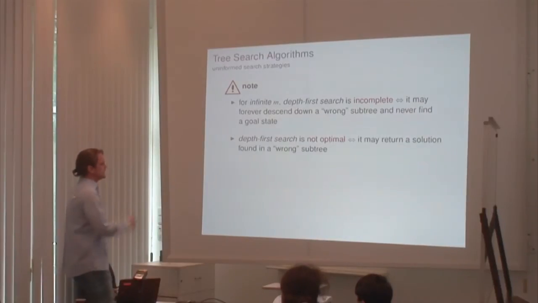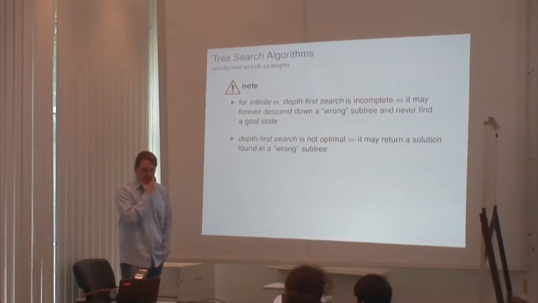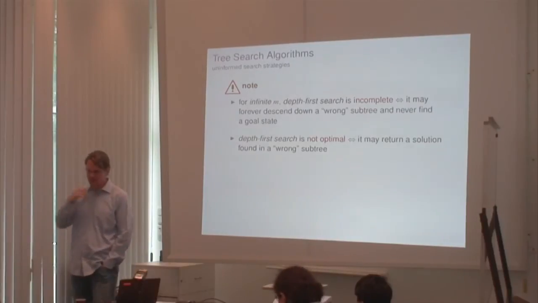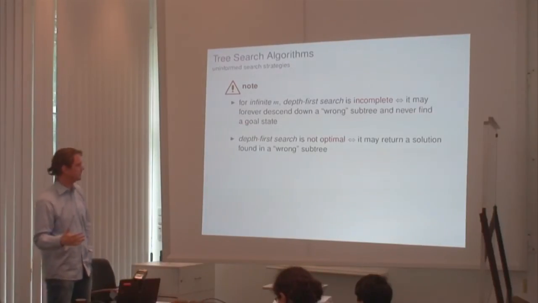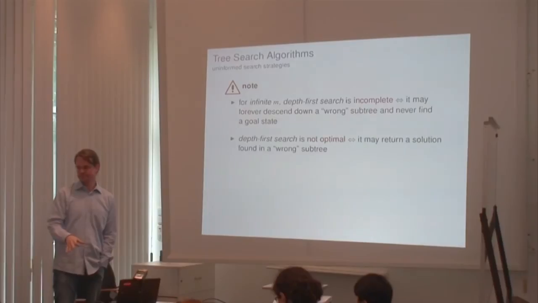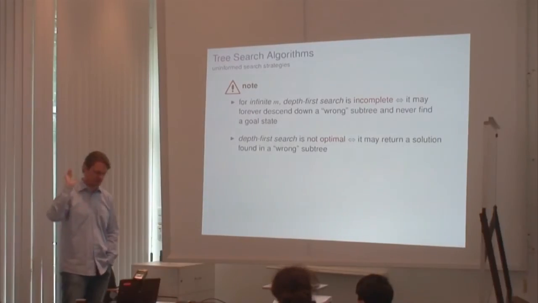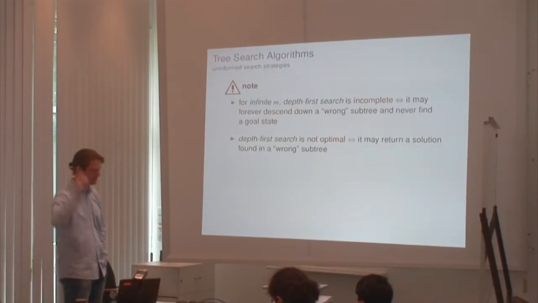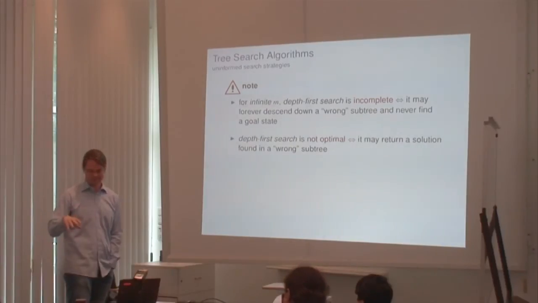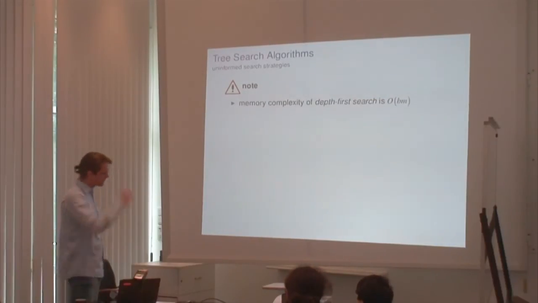Great. Depth-first search is also not optimal. It may return a solution found in the wrong subtree, say. And if it has found something, then it has found something, and it will not backtrack until it finds something better. There's not much we can do about it.